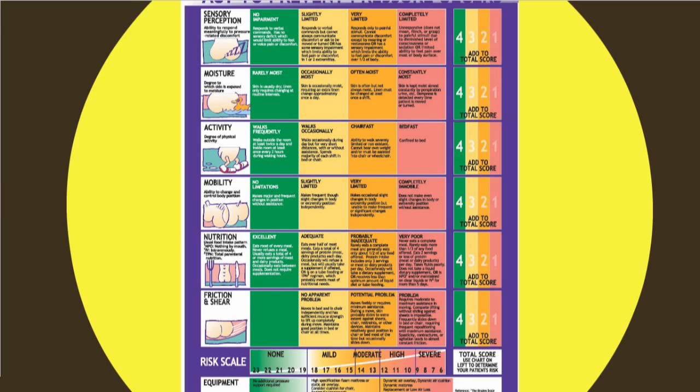Okay, so you'll see down here at the bottom the risk scale. 23, 22, 21, 20, 19, no additional pressure support required. If it goes down to 18, 17, 16, 15, there's some foam mattresses or some kind of overlay maybe they could use. Now it gets into severe when it's like 9, 8, and 7. They're going to need special mattresses, things of that sort.